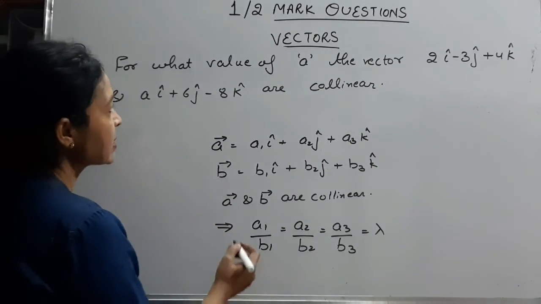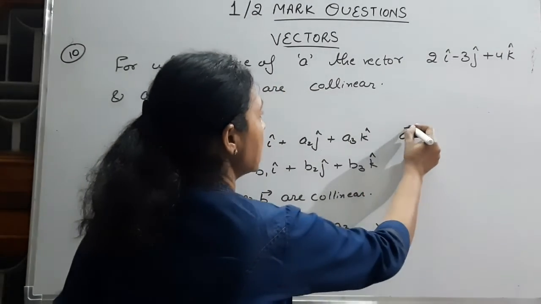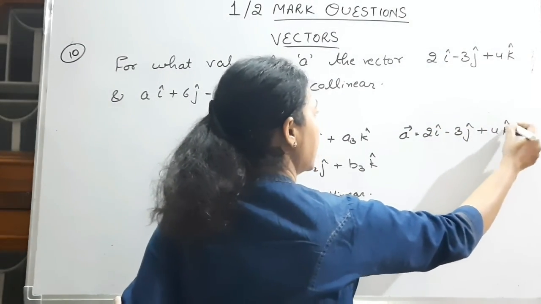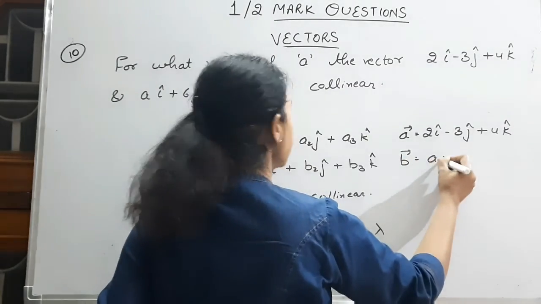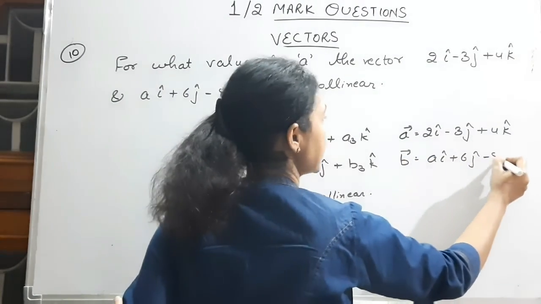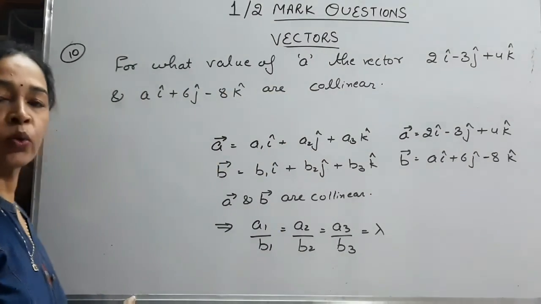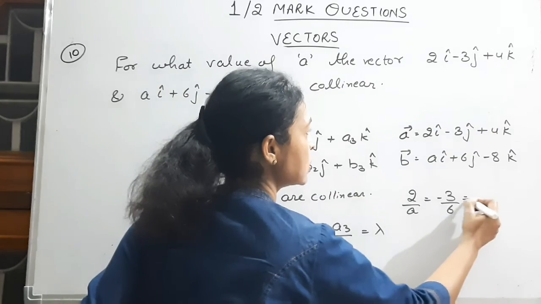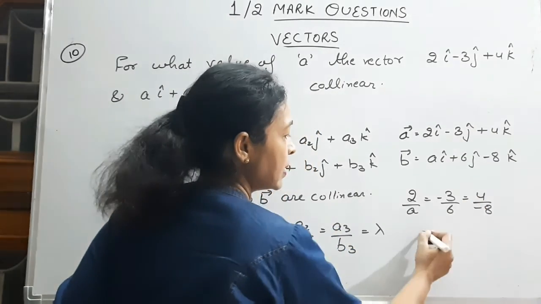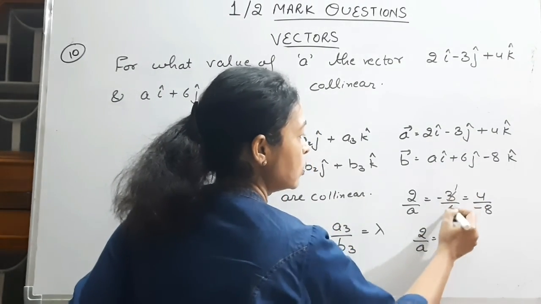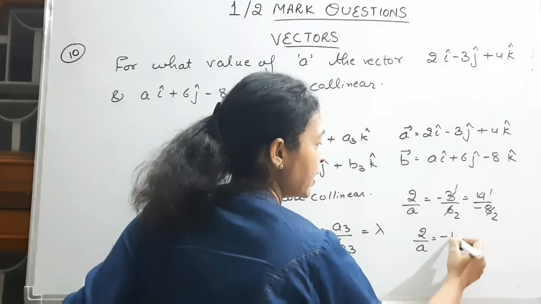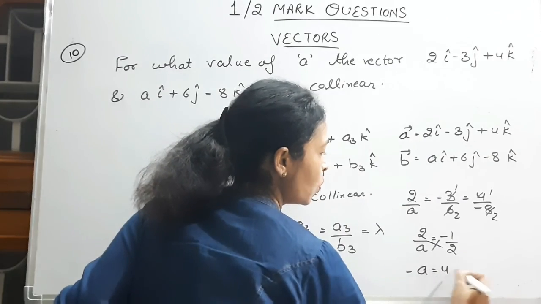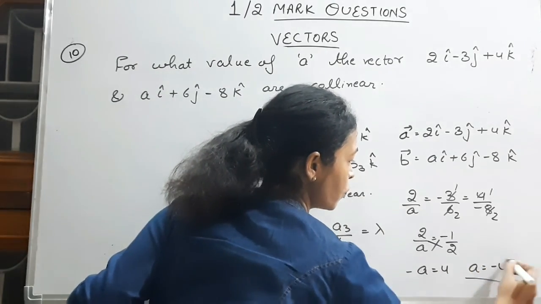Now, in this case, vector A is 2i cap minus 3j cap plus 4k cap, and let this be vector B, a i cap plus 6j cap minus 8k cap. Both these vectors are collinear. It means 2 upon a equals minus 3 by 6 equals 4 by minus 8. This is 2 upon a equals minus 1 by 2, minus 1 by 2. So minus a equals 4 and a is equal to minus 4.